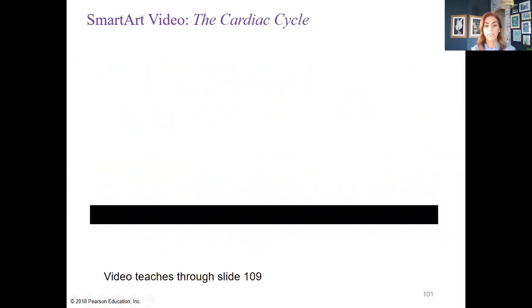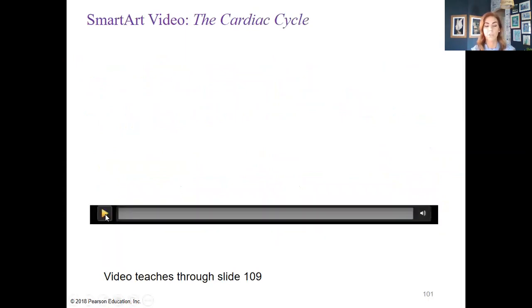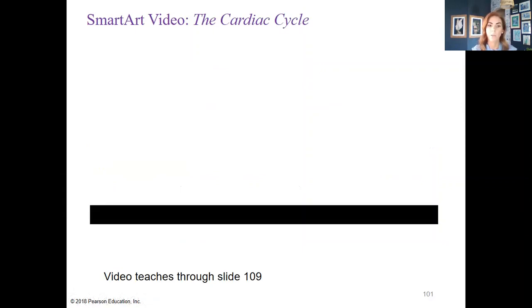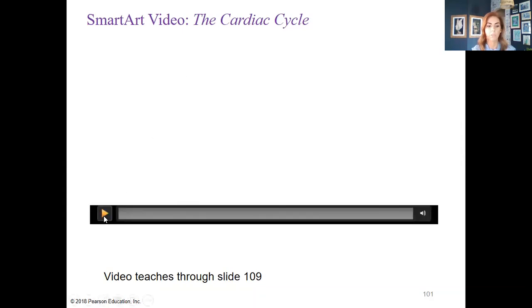I'm going to quickly show this video so that way you can actually see how the cardiac cycle works as a whole unit. And then I do have some pictures after this that will break it down into the individual components if you want to go through and make sure that you understand it piece by piece, all on your own. So let's watch this video.